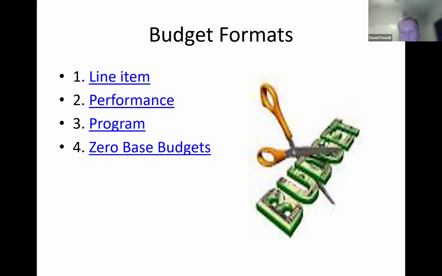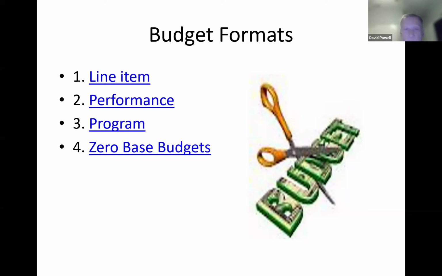Simple line item budgets really do lend themselves to incrementalism, small marginal changes from one year to the next. The only information we have is how much we spent and what we spent it on last year, and we'll use that information to make the budget for next year. So it's a very limited, very simple way of putting together a budget.